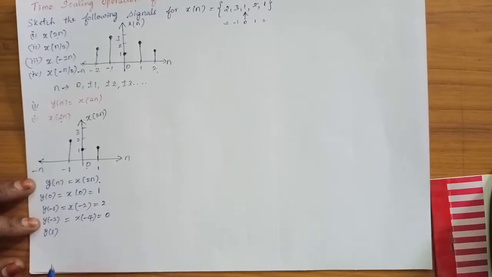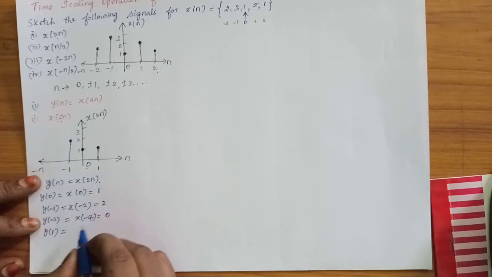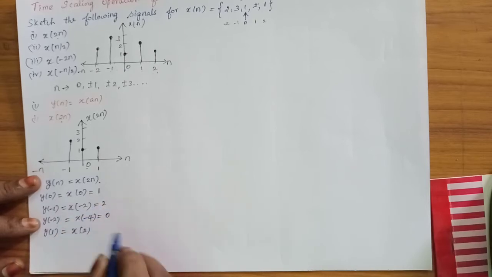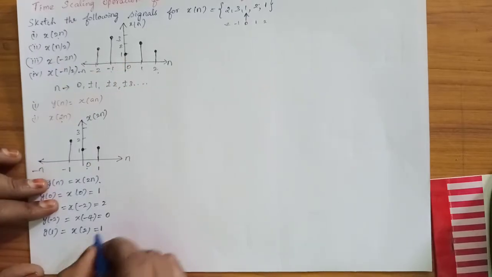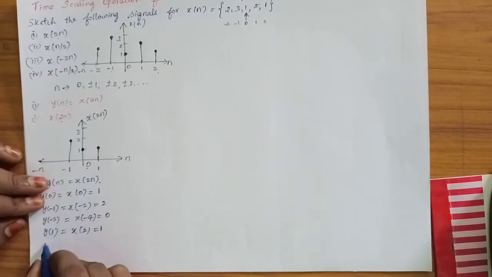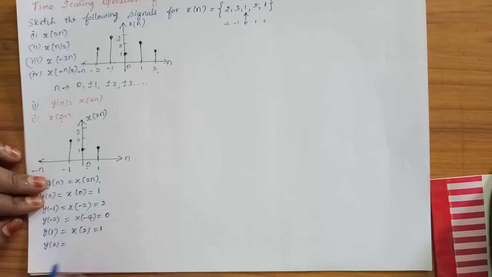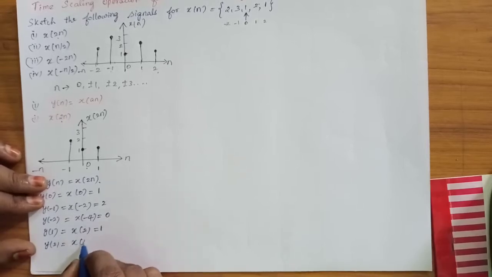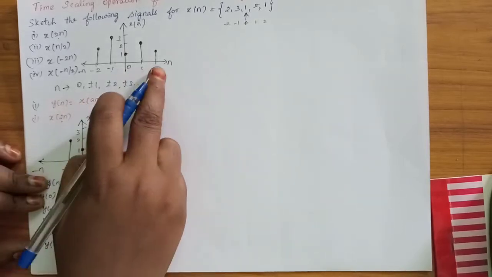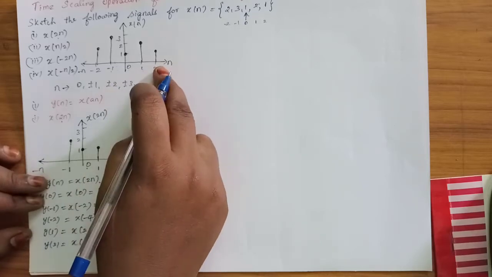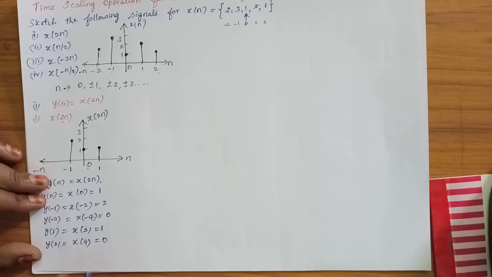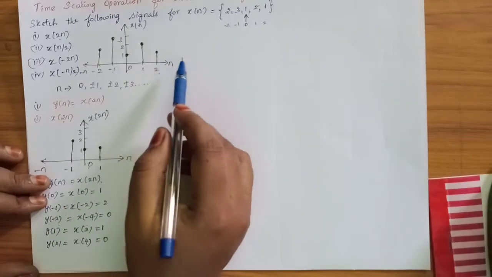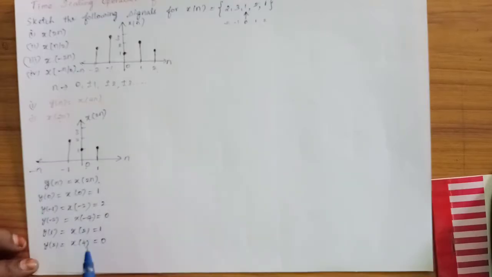Okay, so we'll compute for the positive side. n equal to 1 means 2 into 1, so x of 2. The x of 2 value is 1. And if n equal to 2, y of 2 is 2 into 2, 4, so x of 4. Here the signal stops at 2 itself, so x of 4 equal to 0. Okay, so y of 3 equal to x of 6. x of 6 is also not present, so we can stop here itself.